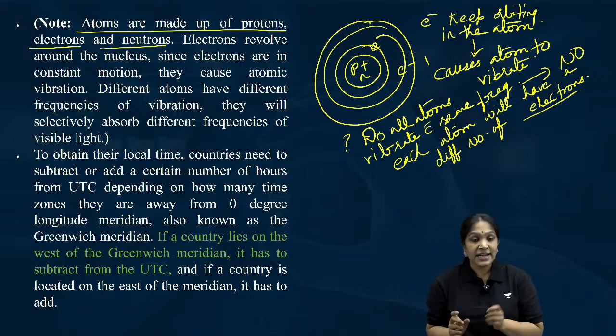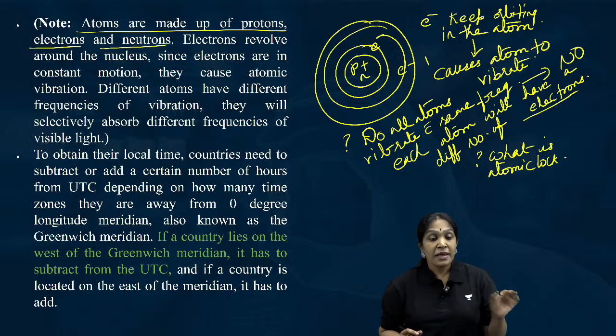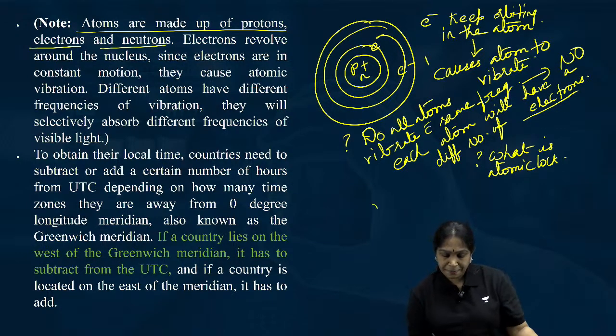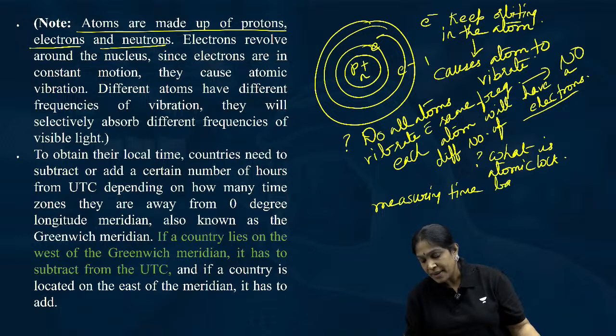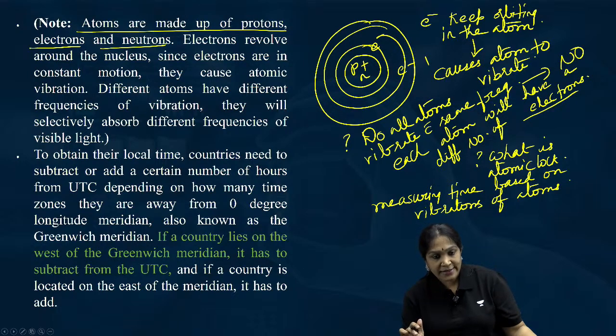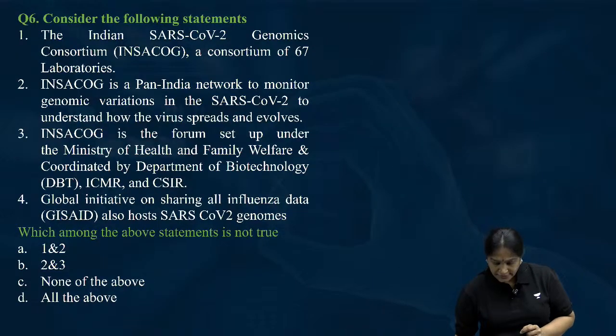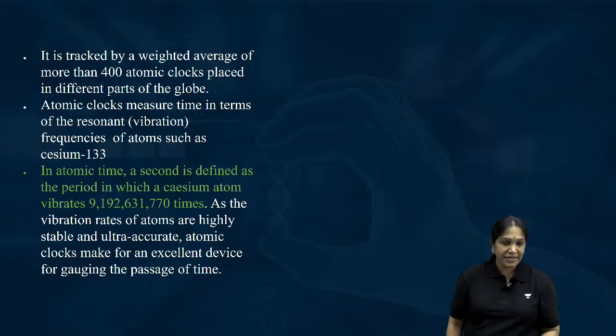Now, let us come back to the same old question. Coming back to the previous question: what is an atomic clock? Measuring the time based on the vibrations of atoms. That is called an atomic clock. Is it clear? Measuring the time based on the vibrations of an atom. For that, we have a particular definition.